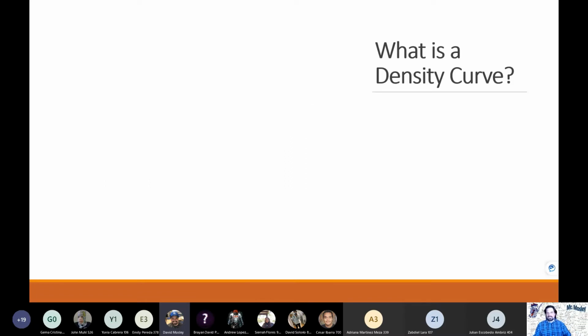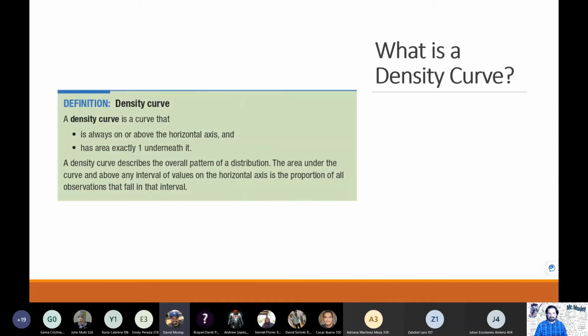So first, what is a density curve? Here's the definition straight from the textbook. A density curve is a curve that is always on or above the horizontal axis and has area exactly 1 underneath it. A density curve describes the overall pattern of a distribution. The area under the curve and above any interval of values on the horizontal axis is the proportion of all observations that fall in that interval.